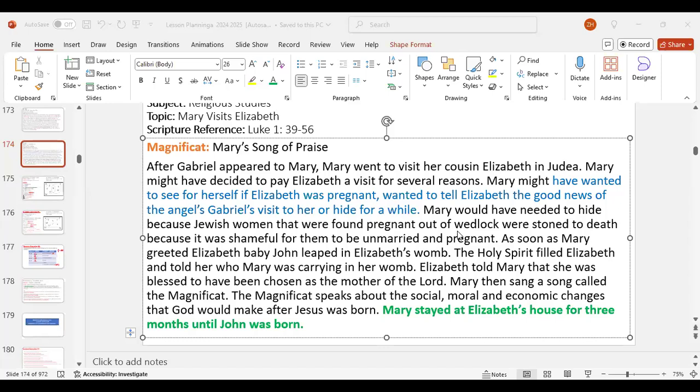What did the Jews do to women who got pregnant out of wedlock? They stoned them. Very good. Describe what took place when Mary greeted Elizabeth. The baby John started kicking. He leaped in Elizabeth's womb. What was the name of Mary's song of praise? The Magnificat. Very good.